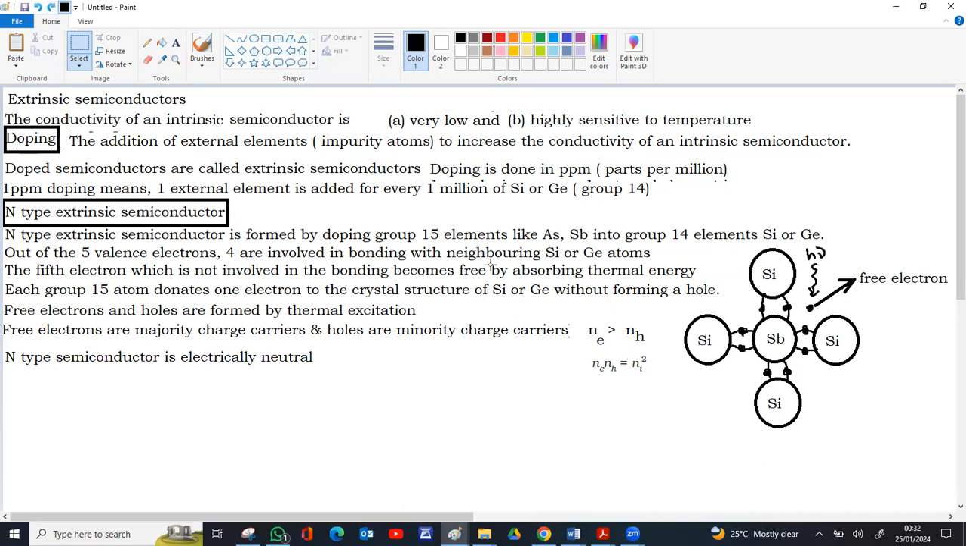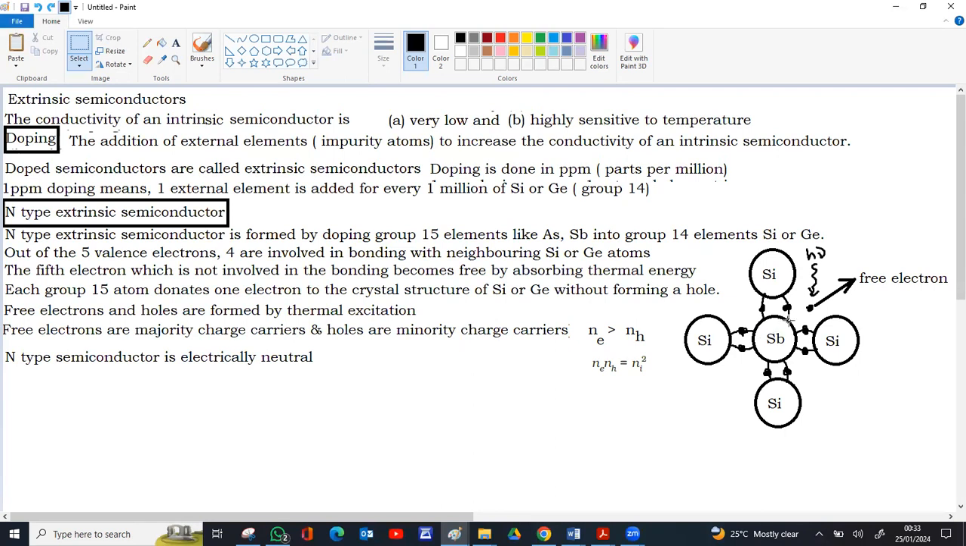Now, even though free electrons are exceeding the holes, N-type semiconductor is electrically neutral. Normally, this is a misconception. When electrons are greater than holes, generally the substance has to be electrically negative. But the system is electrically neutral because before doping, the free electrons and holes are formed equal in numbers. So Ne equals NH before doping. So the total charge is balanced.